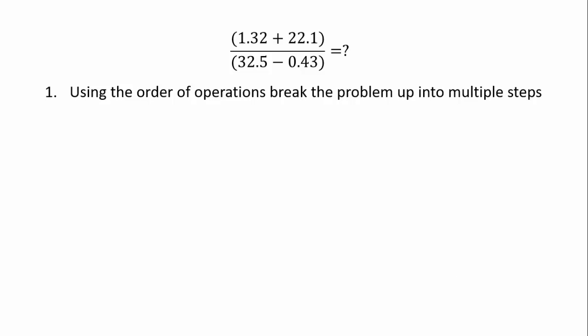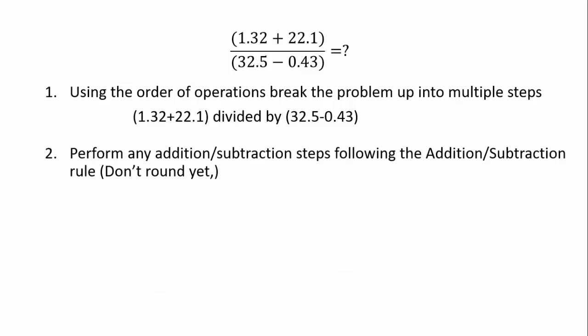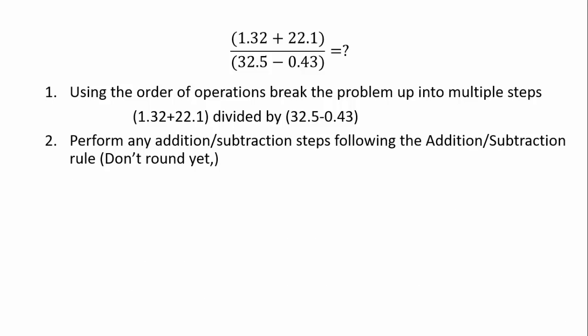So, first, we're going to use the order of operations to break the problem up into multiple steps. The easiest way would be to break up the problem into the addition divided by the subtraction problem. Next, we perform the addition and subtraction steps. So, the first part, we have 2 decimals and 1 decimal in the other number. So, our final answer is going to have 1 decimal. We're not going to round yet, but we do need to remember that this is where our answer is rounded to. Next, we solve the other one, which is going to have 1 decimal. And we remember that that's where our final answer will be rounded to.